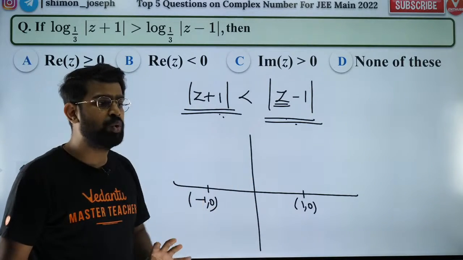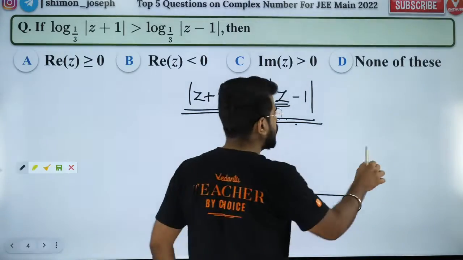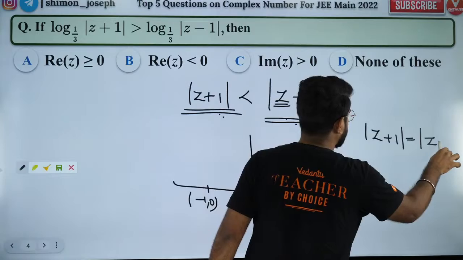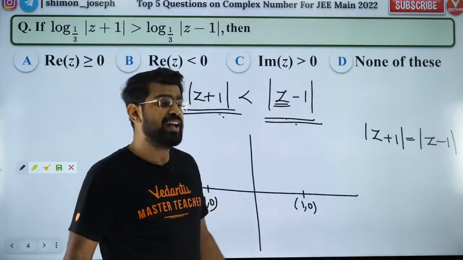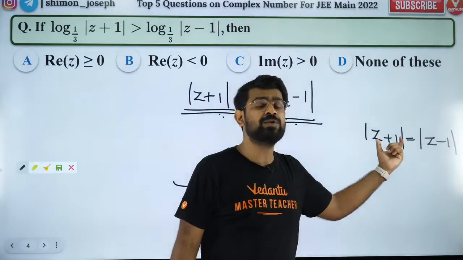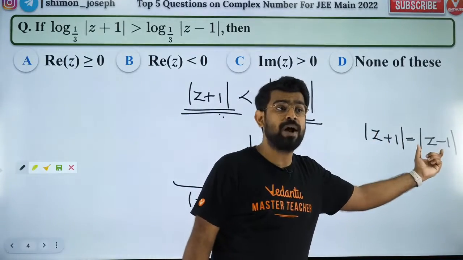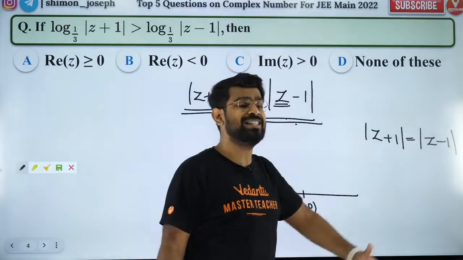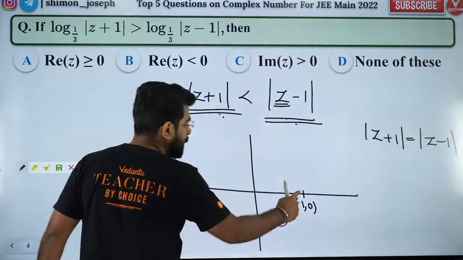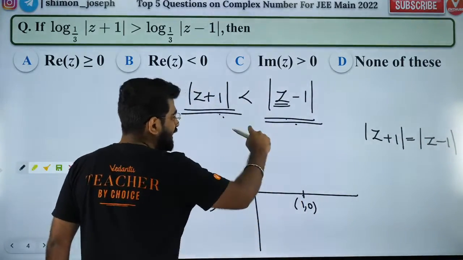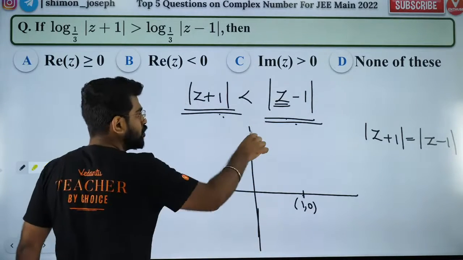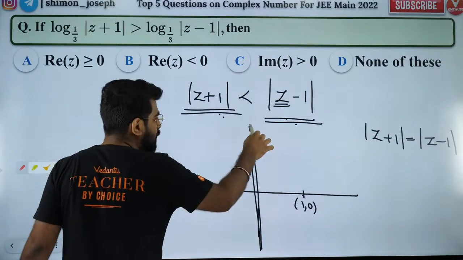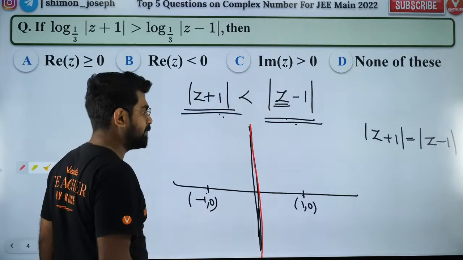So first what I will do, people, is I will try to equate this and understand. Whenever I say modulus of z plus 1 is equal to modulus of z minus 1, what do I mean? The distance of z from 1 and minus 1 is going to be equal. Whenever the distance from two points is equal, it is the perpendicular bisector. So this is the line corresponding to mod z plus 1 equals mod z minus 1.